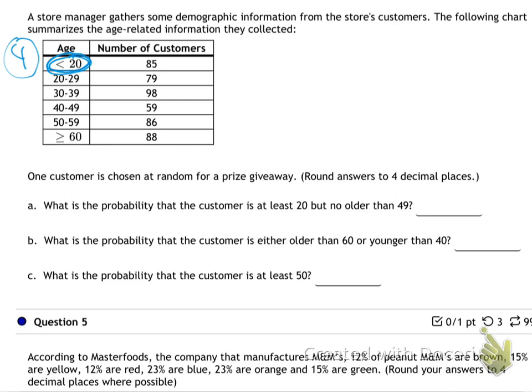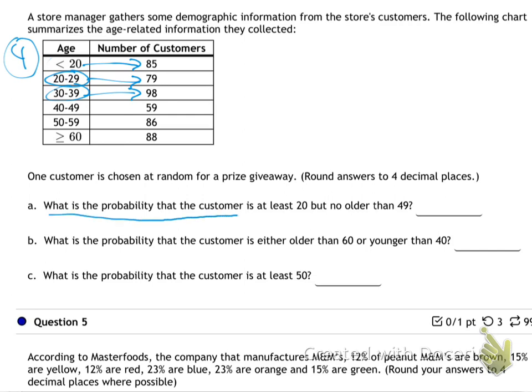Less than 20, so customers that are teenagers, basically, 19 and below. How many customers less than 20 years old came into their store? 85. How many customers in their 20s? 79. How many customers in their 30s, and so on? Making sense what the table is saying? Let's go to the questions.